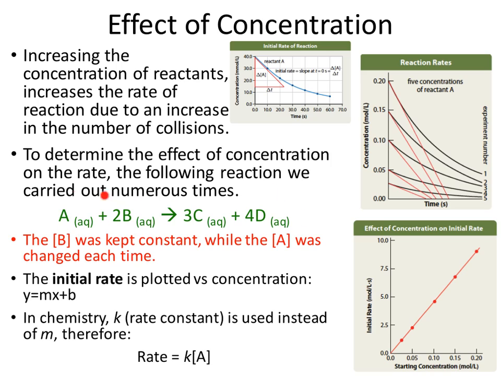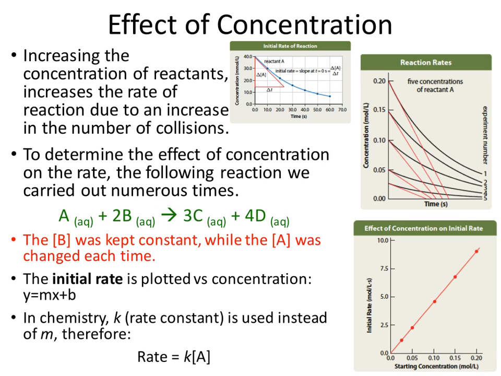Here we have a reaction where A reacts with B to create C and D. To see what effect changing the concentration of one of these reactants has on the overall rate of the reaction, we have to keep one constant and then change the other one in a number of trials. So we're going to keep the concentration of B constant and change the concentration of A. And we're going to see what effect changing that concentration will have on the overall rate of the reaction.